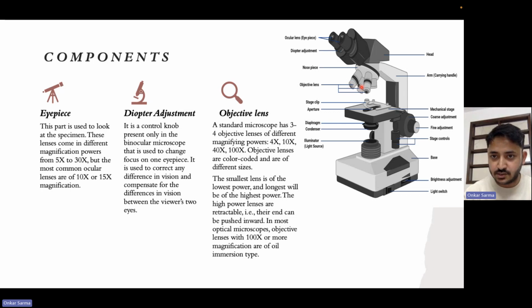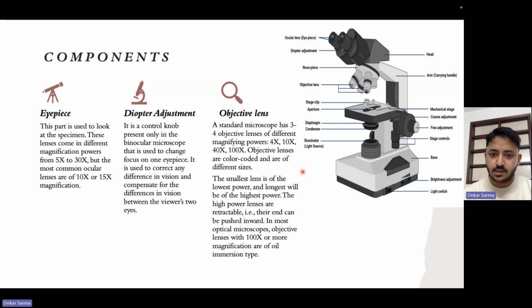Then after that, the objective lens comes. These are the lenses which capture the light which comes from below here, transmitted through the specimen. It is captured by the objective lens here. A standard microscope has 3 to 4 objective lenses of different magnifying power: 4x, 10x, 40x or 100x. And these objective lenses are color coded. So their power is generally identified by the color code present on the lenses.